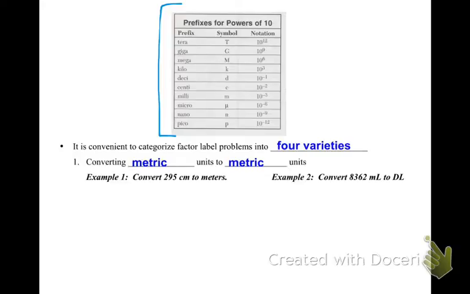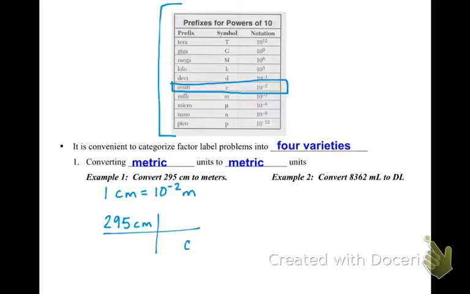So let's take a look at what we're given here. We've got 295 centimeters and we want to convert that to meters. So if we take a look at our conversion factor here, we would make it and it would say that 1 centimeter is equal to 10 to the negative 2 meters. It's a simple one-step conversion. All we did was we created our conversion factor from our reference table. So then we'll take our given, write that down, 295 centimeters.